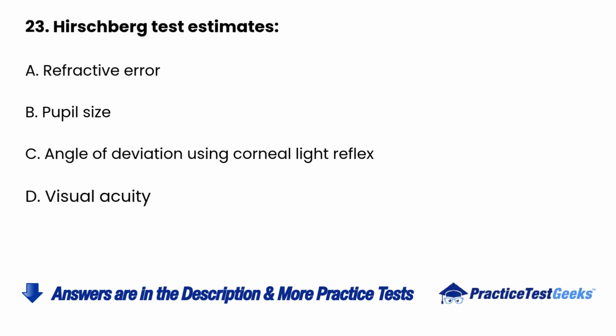23. Hirschberg test estimates A. Refractive error. B. Pupil size. C. Angle of deviation using corneal light reflex. D. Visual acuity.